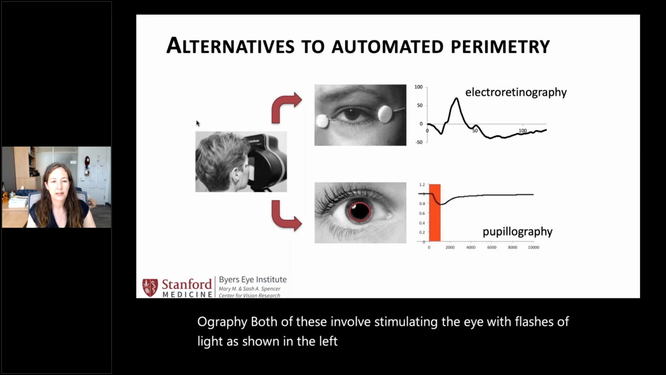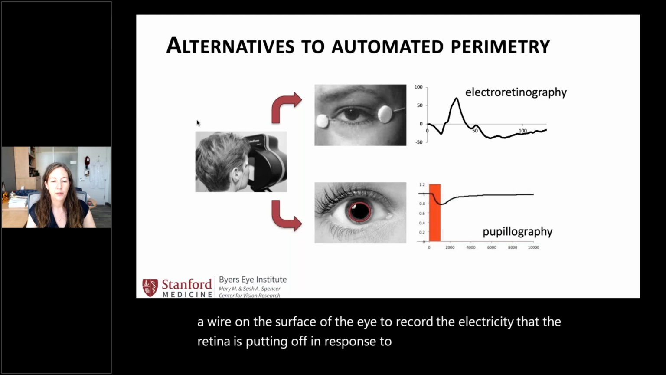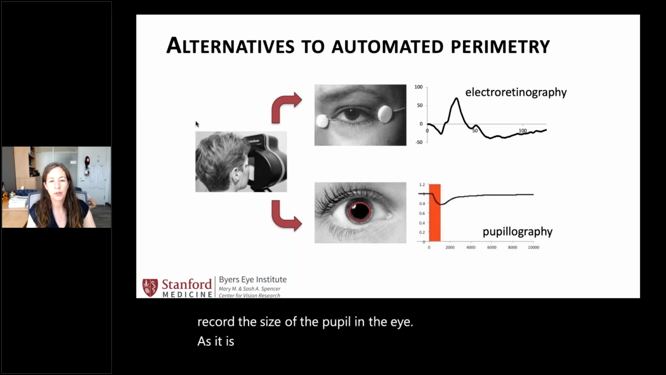In electroretinography, we use a wire on the surface of the eye to record the electricity that the retina is putting off in response to the light. In pupillography, in the bottom, we use a camera to record the size of the pupil in the eye as it is exposed to light, and example waveforms for both of these are shown on the right.